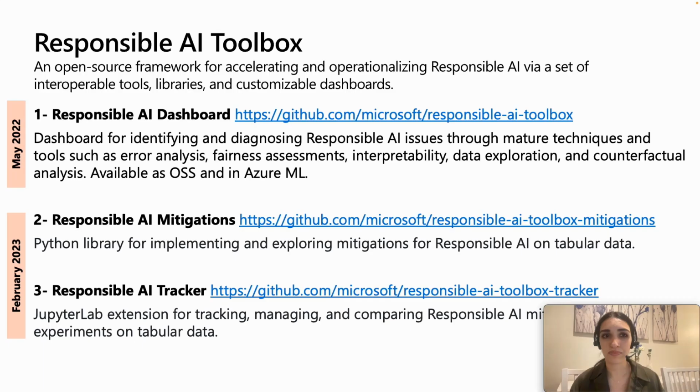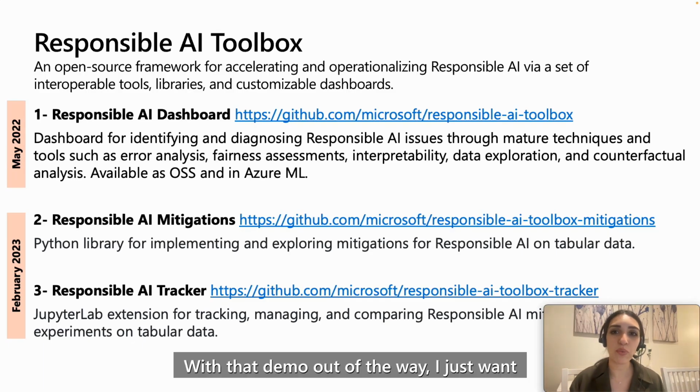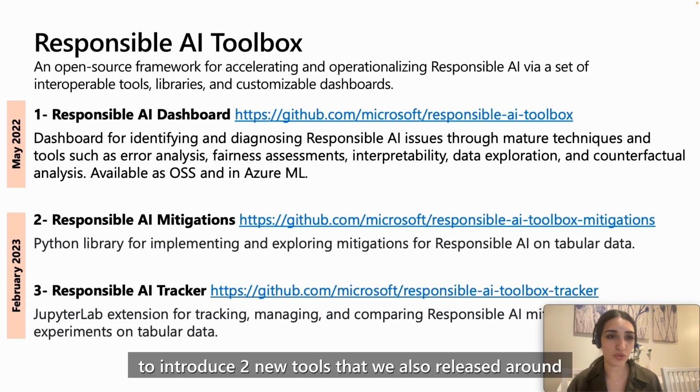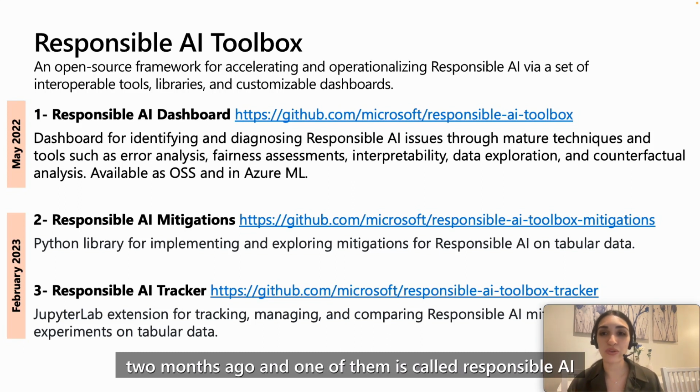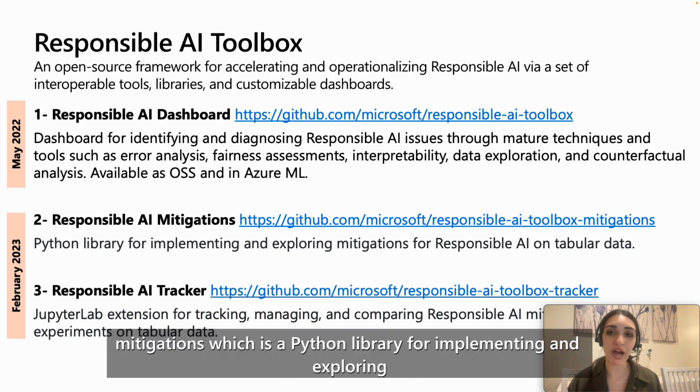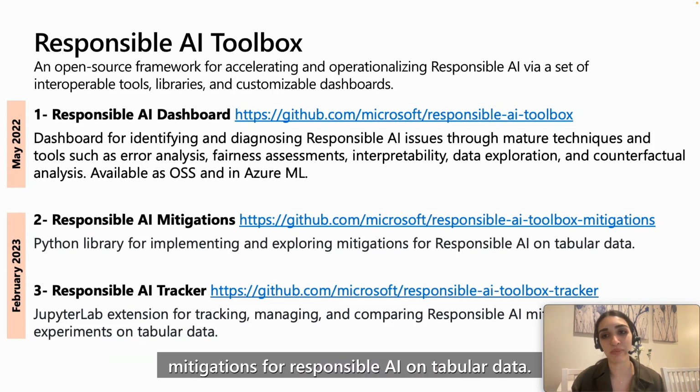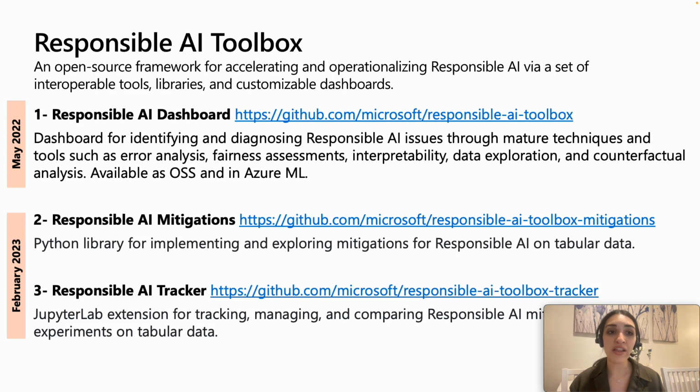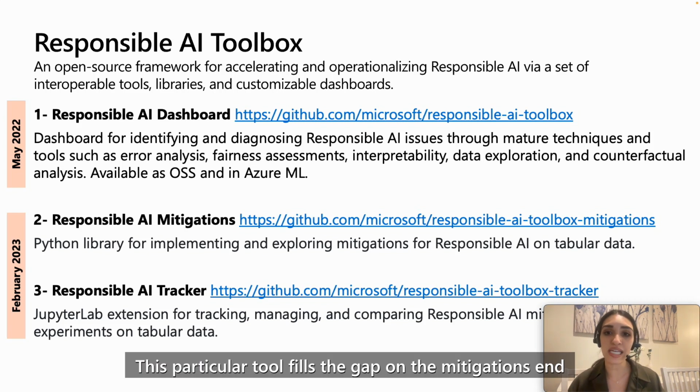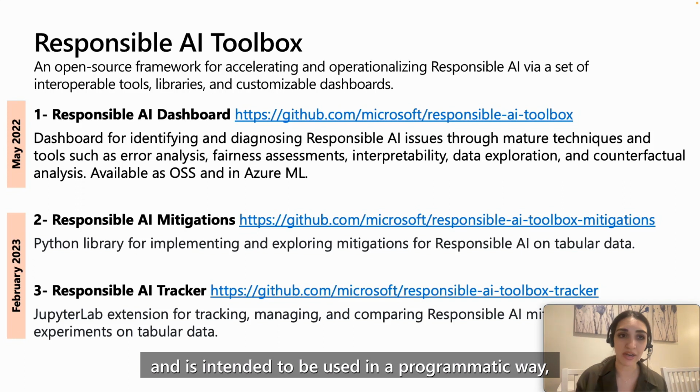perturbation. You can change his or her job involvement, overtime, monthly income, and whatever else, and save that as a new data point. With that demo out of the way, I just want to introduce 2 new tools that we also released around 2 months ago. And one of them is called Responsible AI Mitigations, which is a Python library for implementing and exploring mitigations for responsible AI on tabular data. This particular tool fills the gap on the mitigations end and is intended to be used in a programmatic way.